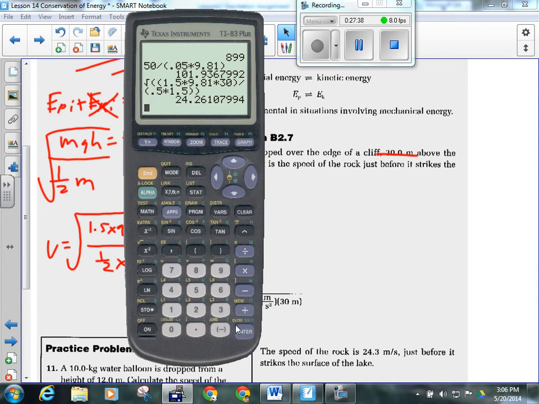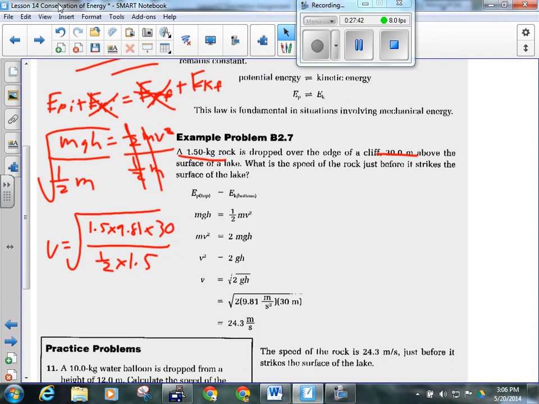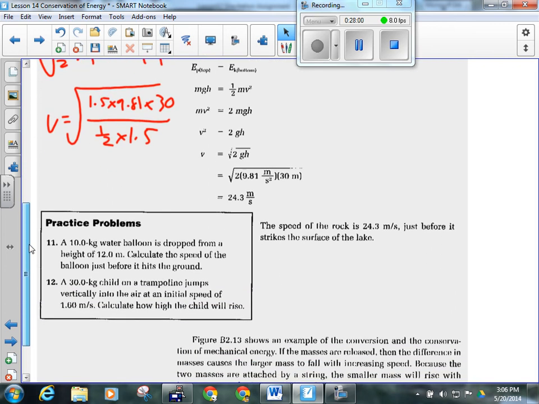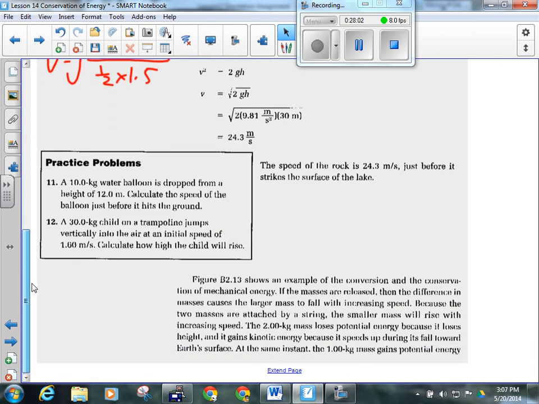All right, so that thing's going 24.26 meters per second when it strikes the lake, which is exactly what they have, 24.3. Okay, everybody follow me there? It's just algebra. It's nothing too terribly difficult, but you are going to have to flex your algebra muscles a little bit. Warm them up, stretch them out, because you're going to need them. All right. What I want you guys to do is try these two, 11 and 12.